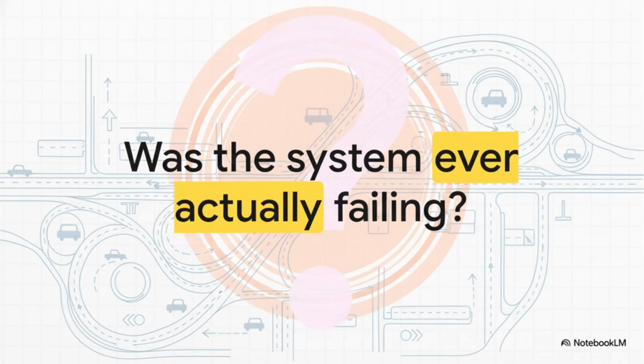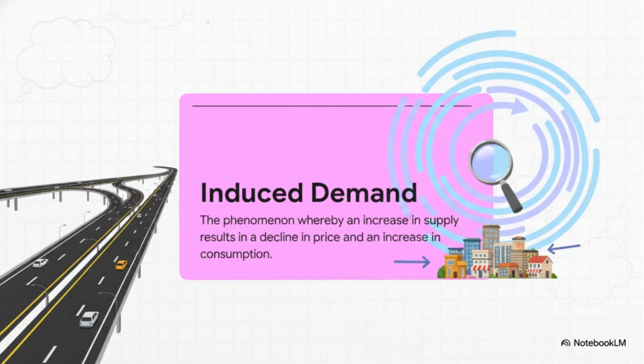And this brings us to the one question that just reframes this entire thing. We started out by assuming that a congested highway was a system that was failing at its job. But what if we were wrong about what its job was all along? The core structural force we have been watching this whole time, this invisible gravity, it has a name. It's called induced demand. And it's the principle that when you increase the supply of something, like road space, you don't just satisfy the existing demand, you actively create brand new demand that literally wasn't there before.